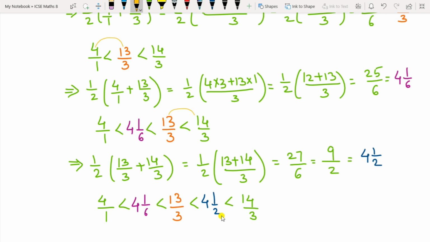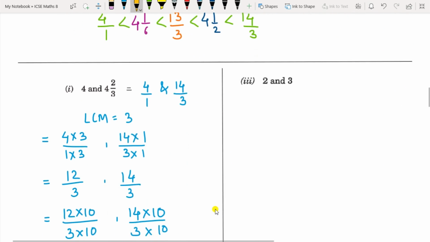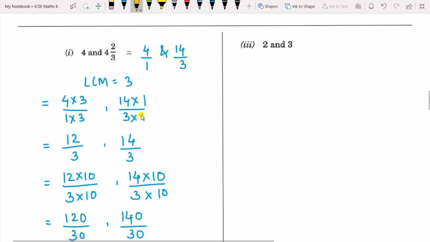So this way you can solve to find the three rational numbers, or there is another method, which we will see, and it is applicable to any n number of rational numbers that we can find between two rational numbers. So this is 4 by 1 and 14 by 3. Take the LCM now. LCM is 3 here, and make the denominator of each term 3. So we got 12 by 3 and 14 by 3.